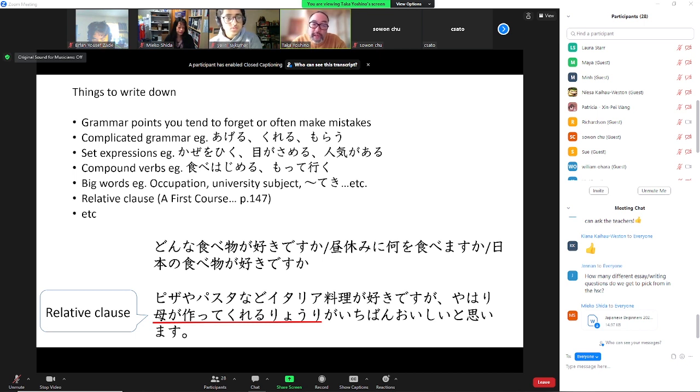Like, what kind of food do you like? Yes, I like Italian food, but I think my mom's cooking is the best. What do you eat for lunch? I usually make a sandwich by myself, but I think the food my mom cooks me is the most delicious. Or do you like Japanese food? Yes, of course, I like sushi and ramen, but I think the food my mom makes me is the most delicious. Right? If you can squeeze that in, you have demonstrated the ability to use one of the most complicated grammar structures in the course.